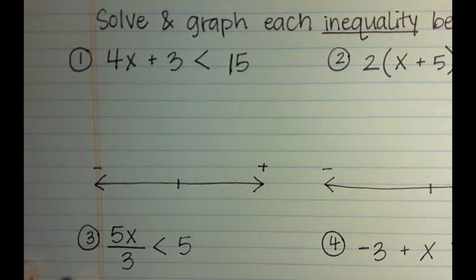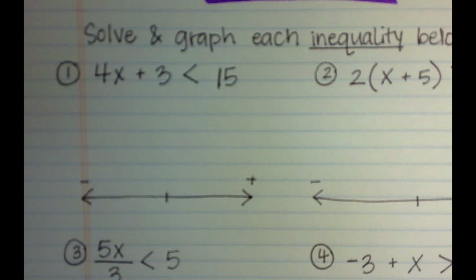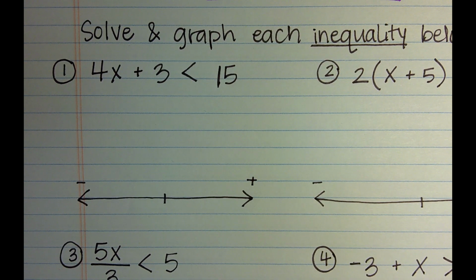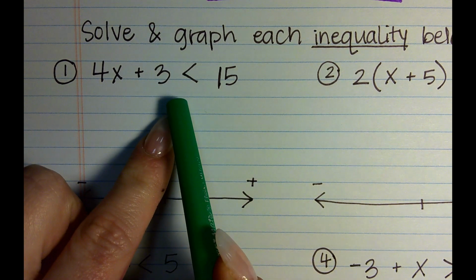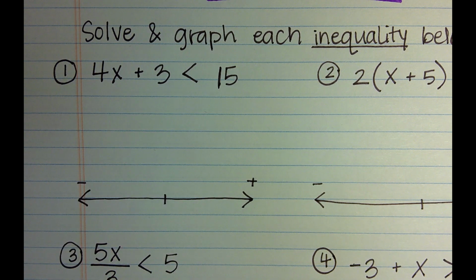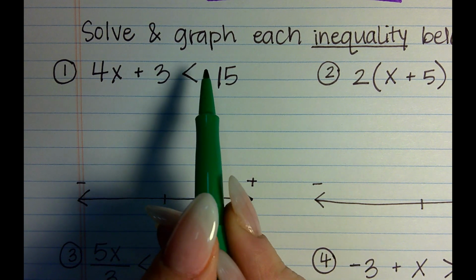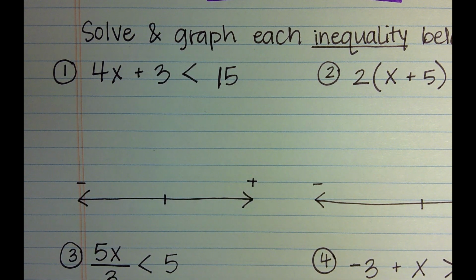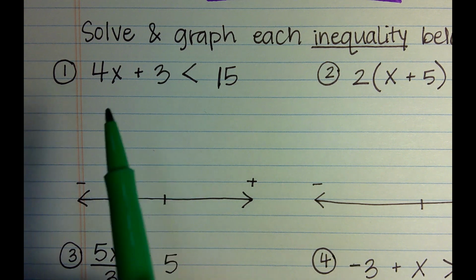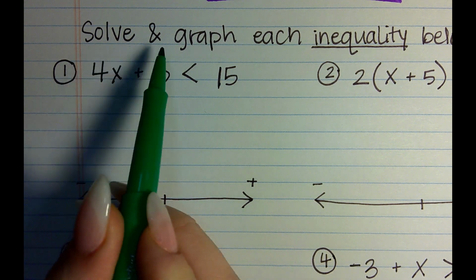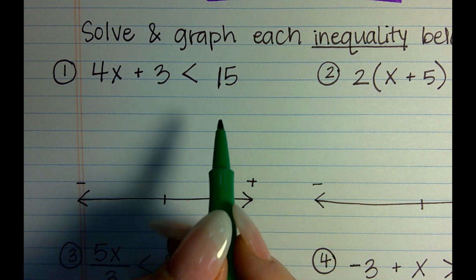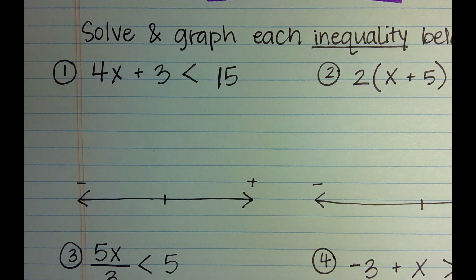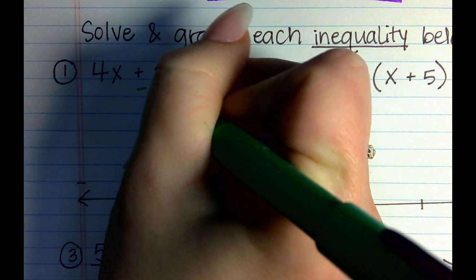So let's start by looking at number 1. I have 4x plus 3 is something than 15. What's this symbol? Less than. Good. 4x plus 3 is less than 15. So we want to start by solving the inequality. I want to solve for x. What should I do to solve this inequality? Subtract 3. Good. Subtract 3. You got it.